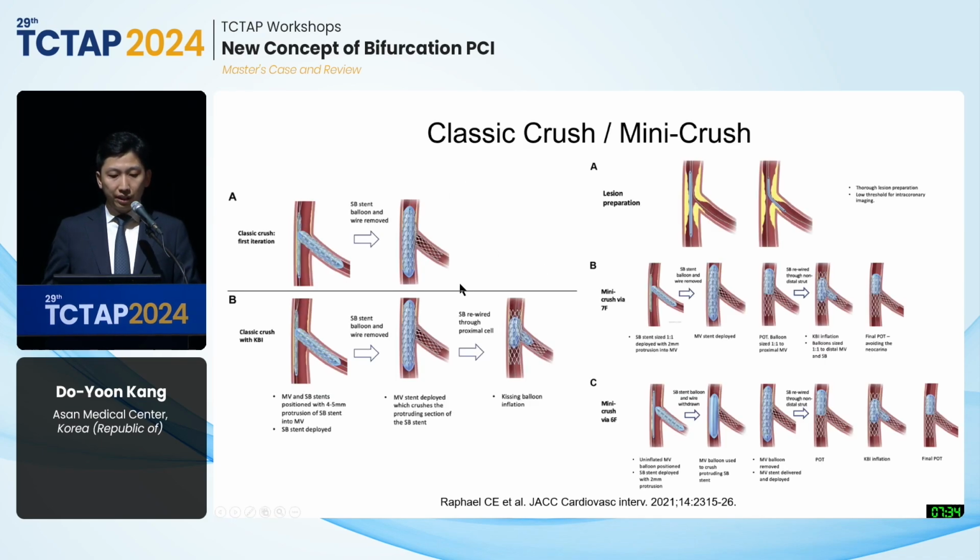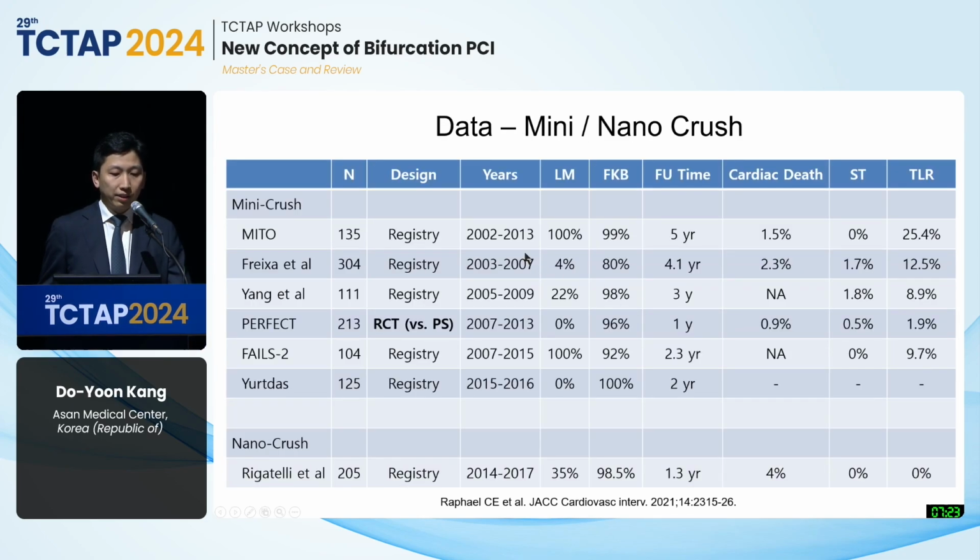The left side is the classical crush, and the right side is the mini crush that has the minimal protrusion to the main vessel of the side branch stent. And this is the table of the data about the mini or nano crush technique and its outcome.